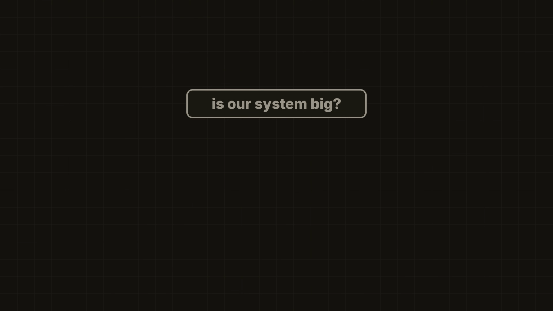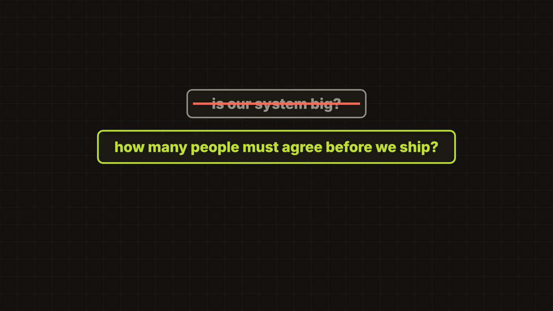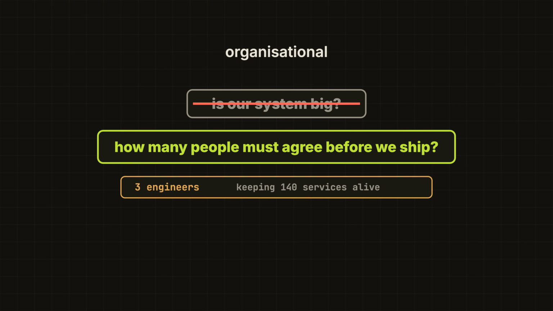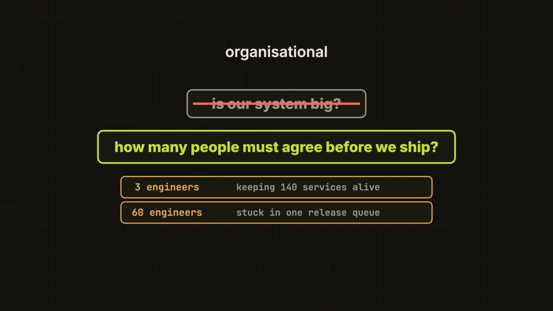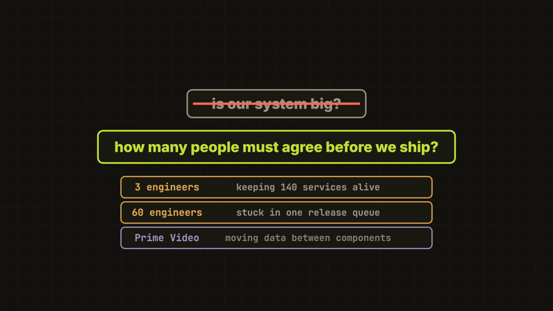So, how do we actually decide? The first thing is to notice which question we are asking. Is "is our system big?" the wrong one? "How many people have to agree before we can ship?" That is the right one. Because most of what we looked at today was that. Segment's problem was three engineers spending most of their time just keeping 140 services alive. And the monolith's problem is 60 engineers stuck in one release queue. Prime Video's was the other kind. That one was about moving data between components.